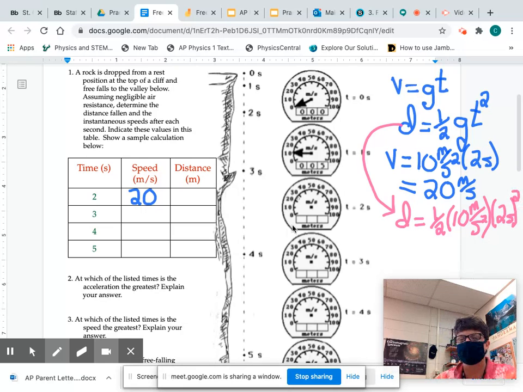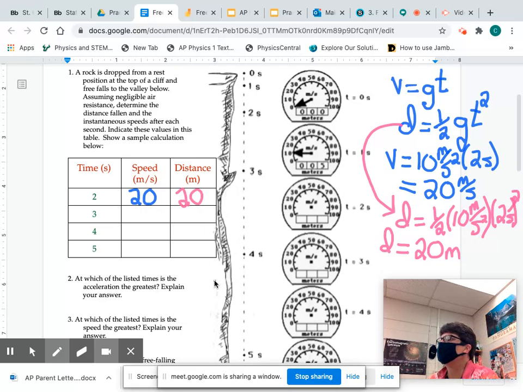Squared. And as I said yesterday, I like to work from kind of the outside in with this to make sure I only square the time. So 2 squared is 4. 4 times 10 is 40. And then I have to take half of 40, which is, ooh, look at that, 20. Again, use a calculator if you need to. So the distance will be 20.